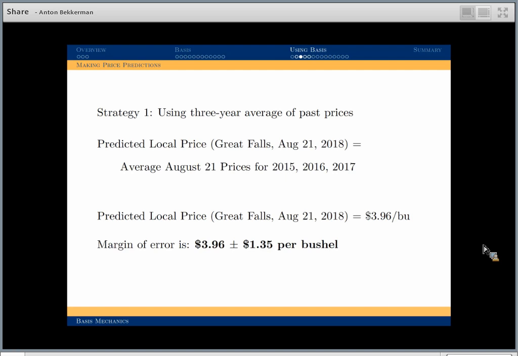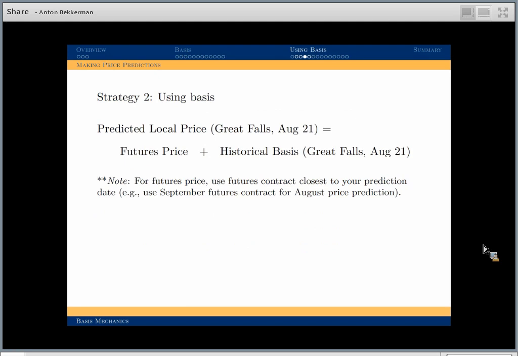Okay, so a couple days ago I went out and pulled the futures price. It was about $4.71 a bushel, and then the historical basis for Great Falls winter wheat, 12% protein, is negative 60 cents a bushel. And so our prediction for Great Falls is $4.11 per bushel, and that's pretty close to the $3.96 that we got with the price. Here's the big difference. The margin of error in your prediction is much, much smaller, right? So where if you use prices, you could expect a margin of error to be between $5.50 and $2.60. Here, the margin of error is only 32 cents. So you're looking at a range of prices between $3.80 and about $4.40.